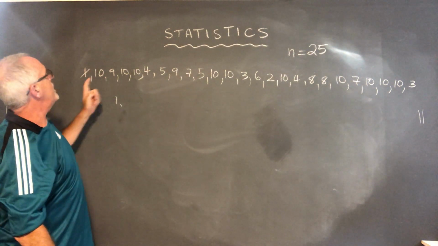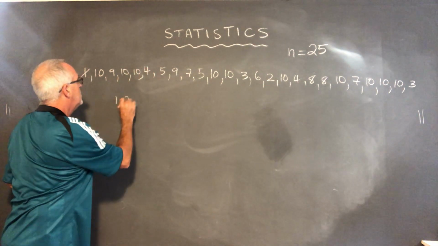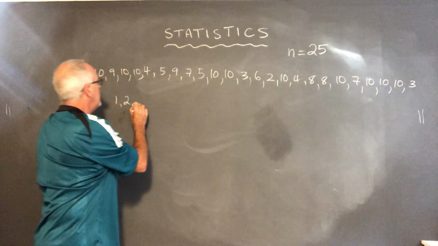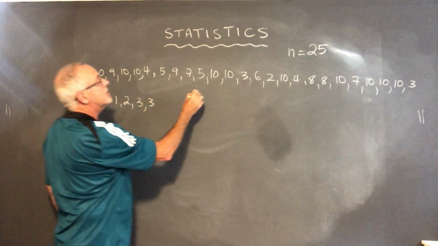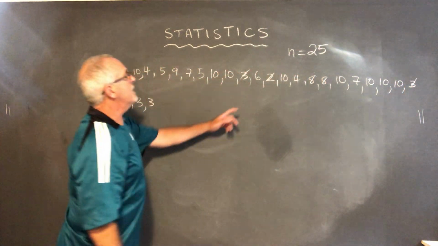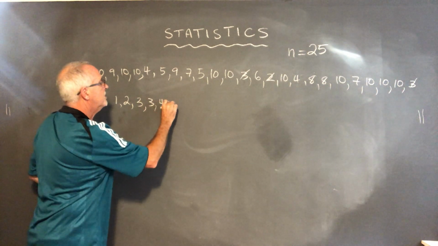Any other ones? I never got another ace. How many 2s did I get? There's the only 2. How many 3s did I get? There's 1, and there's 1 right at the end. So I'll cross out both 3s and the 2. How many 4s did I get? There's a 4, and there's a 4, 2 4s.